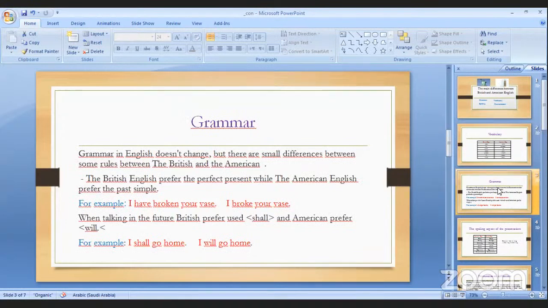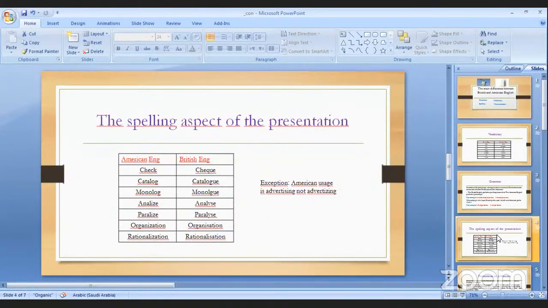Grammar in English doesn't change, but there are small differences between some rules in British English and American English. British English prefers the present perfect, while American English prefers the past simple. For example, I have broken your vase, and I broke your vase. And when talking about the future, British prefer using shall, while American prefer using will. For example, I shall go home and I will go home. Next slide, please.